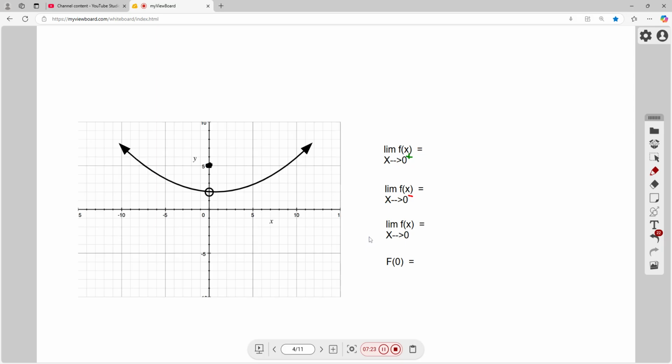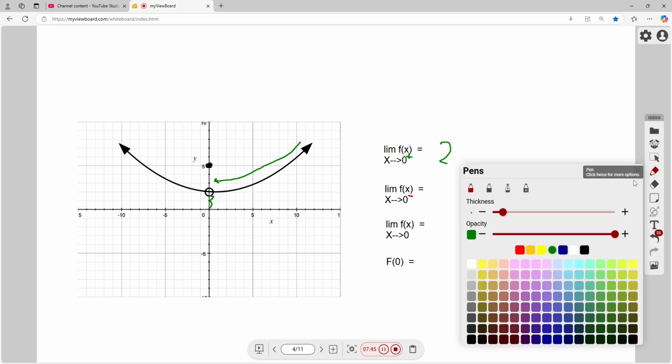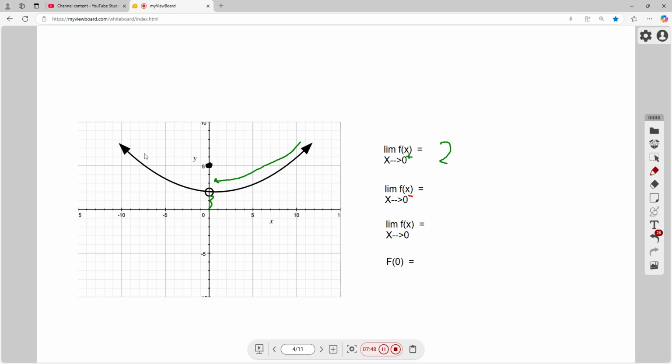Now we have basically the same thing over here. We're going to do the same thing. So we go for the limit of f of x as x approaches 0 from the positive side. So right there, all the way until 0, and we get another 2. So boom. Then we go from the left side towards 0, and that's going to give you another 2. Because that's where your y is. So that's another 2.